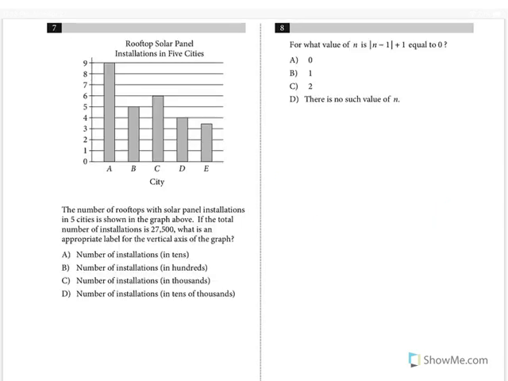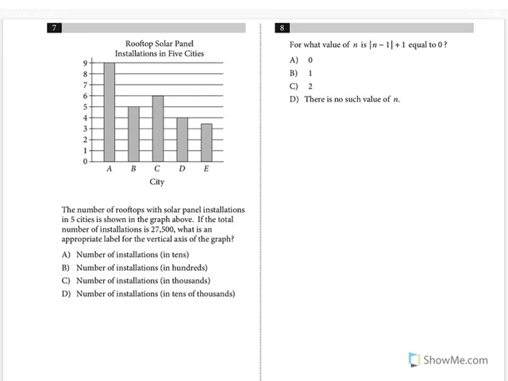The number of rooftops with solar panel installations in 5 cities is shown in the graph above. If the total number of installations is 27,500, what is an appropriate label for the vertical axis of the graph? So this one is all about reading graphs and interpreting the data in the graph.